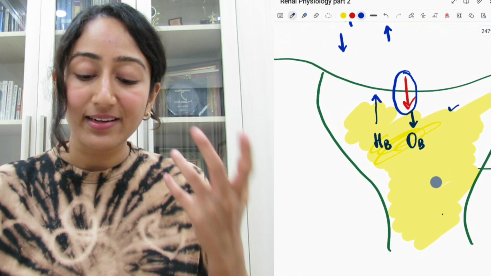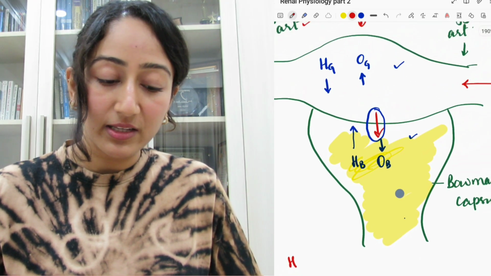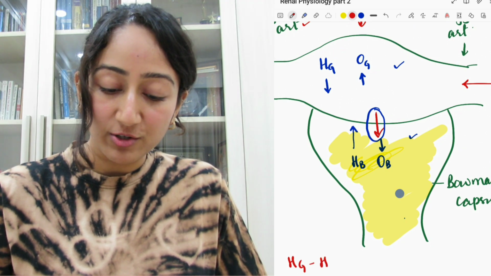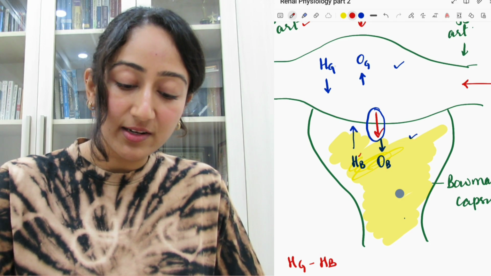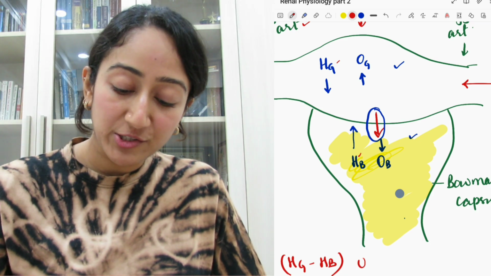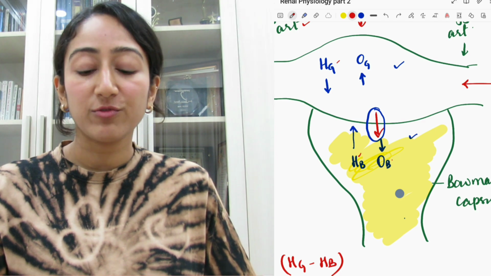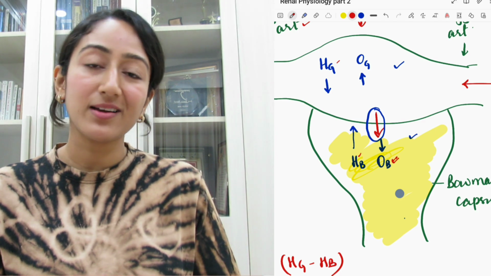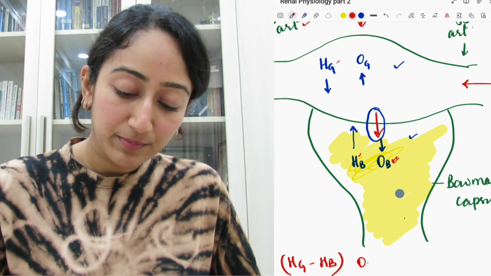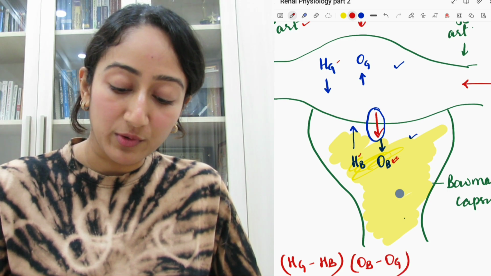So what is that net? What is the net pressure? The net pressure will be, obviously, we'll have to subtract the hydrostatic pressure of the Bowman's capsule from the hydrostatic pressure of the glomerulus, right? Because these are in opposite directions. And then we have the osmotic pressure of the Bowman's capsule, right? That is helping us filter the blood into the Bowman's capsule. So osmotic pressure of the Bowman's capsule minus the osmotic pressure of the glomerulus, right?